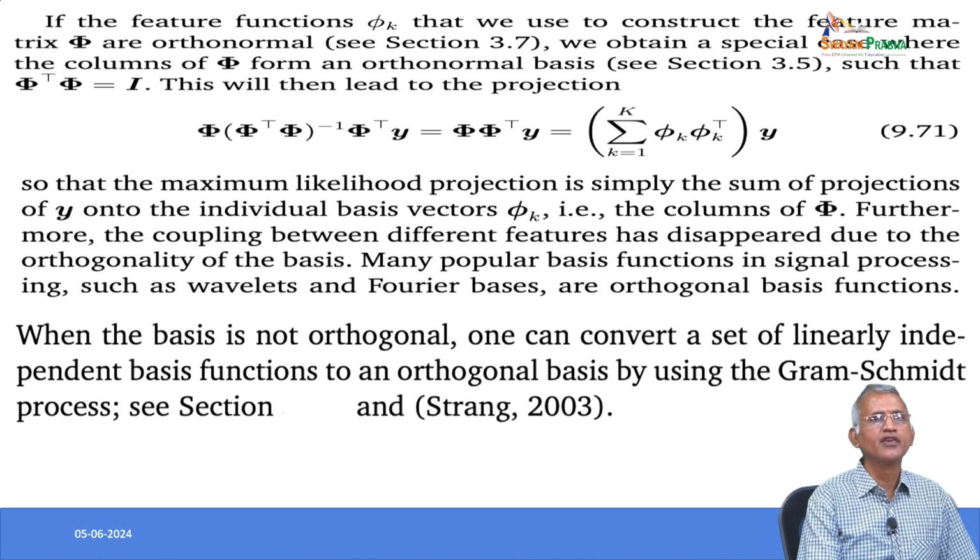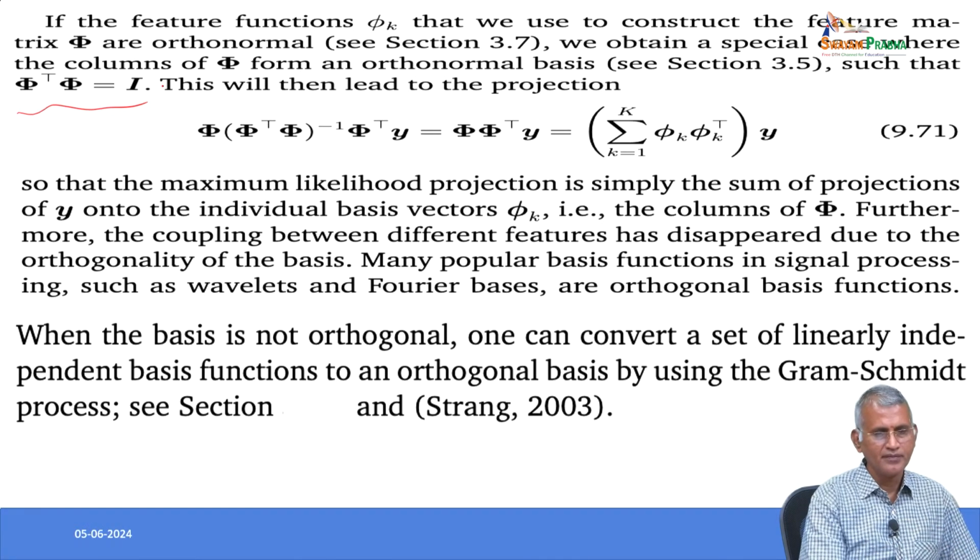So, if the feature functions phi_k that we use to construct the feature matrix phi are orthogonal or orthonormal, we obtain the special case where the columns of phi form an orthogonal basis such that phi transpose phi equals I. So, this will lead to the projection phi (phi transpose phi) inverse phi transpose y equal to phi phi transpose y equal to the summation over k equal to 1 to K of phi_k phi_k transpose y. So, the maximum likelihood projection is simply the sum of the projections of y onto the individual basis vectors phi_k, that is the columns of phi.